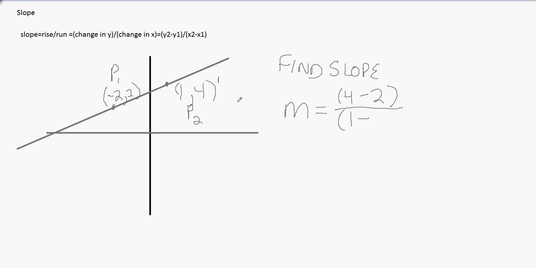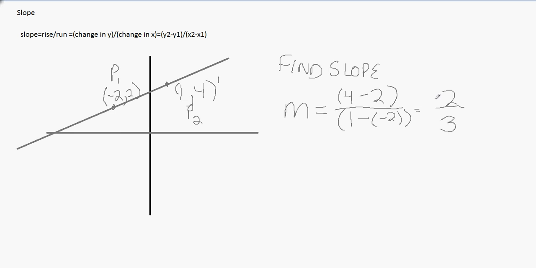And then I subtract this point's x, but this point's x is a negative. So this becomes 2 on top. 1 minus negative 2 is the same as 1 plus 2, or 3. So this line has a slope of 2/3.